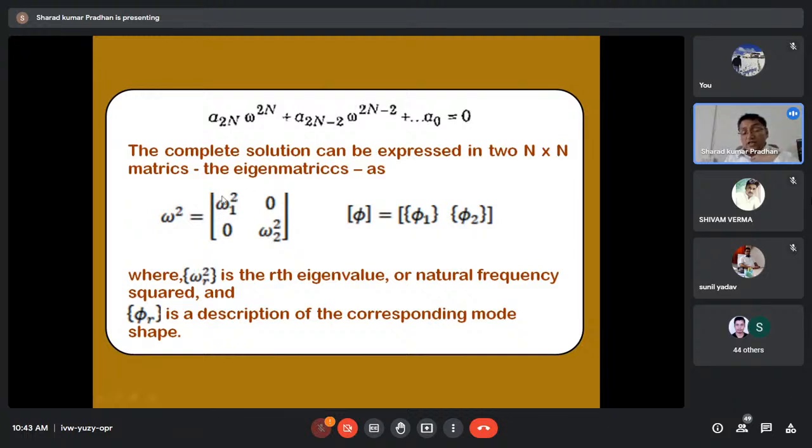And related to each natural frequency, we have got mode shape. So this phi 1 vector is the mode shape vector related to natural frequency 1. This phi 2 is the mode shape vector related to natural frequency 2 and so on. And you can do it very easily through eigenvalue. If you type eig in MATLAB, you are going to get natural frequency and mode shapes of any multi-degree of freedom system.